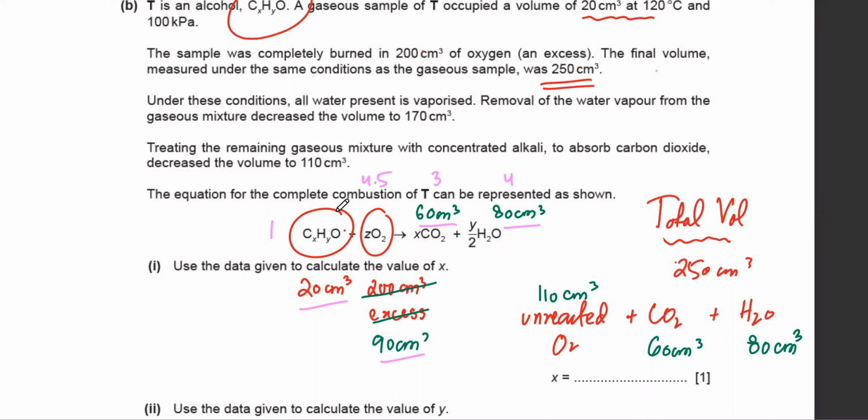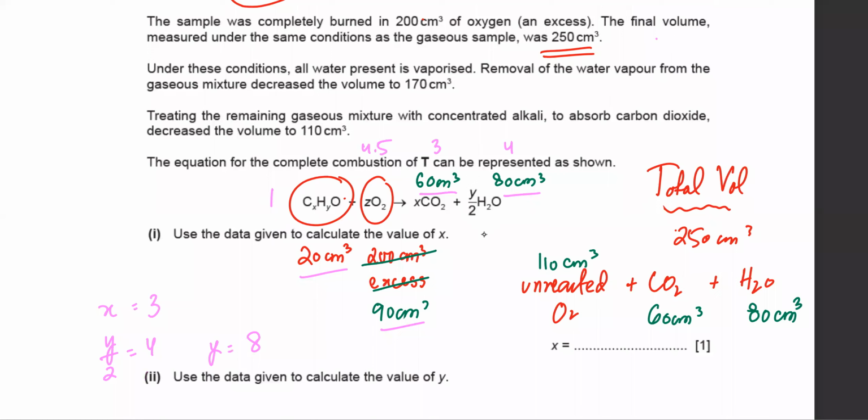So that means one molecule produces 3 CO2, so the value of x is basically 3. And one molecule produces 4 H2Os, so that means the coefficient y by 2 should be 4, which basically means y should be equal to 8. So the answer is going to be C3H8. That's the formula of the hydrocarbon.